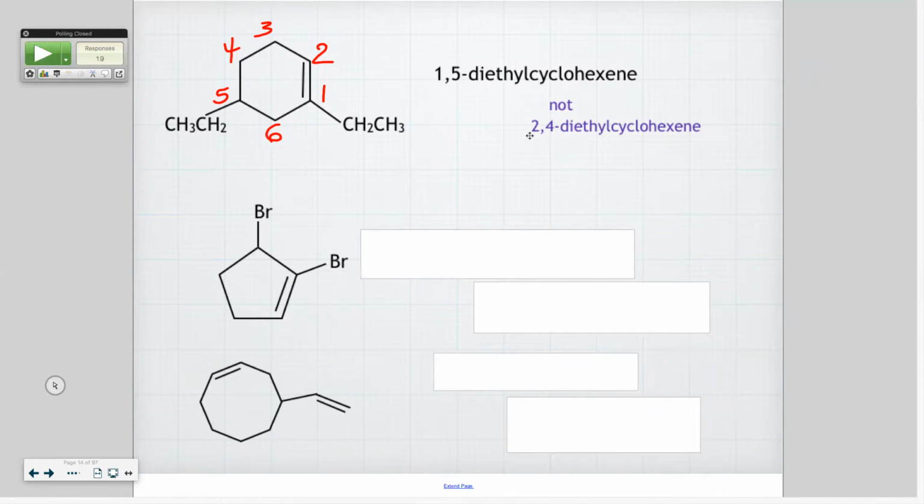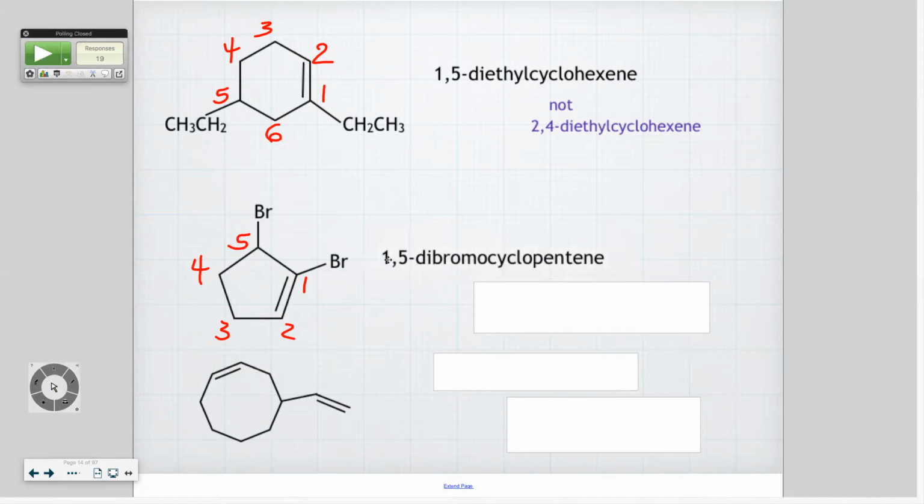All right, what do you think about the next one? One's got to be on the bottom? Well, no, because it has to be 1, 2. And then you just go all around. So it's going to be what? 1,5-dibromo cyclopentene. Not that one.